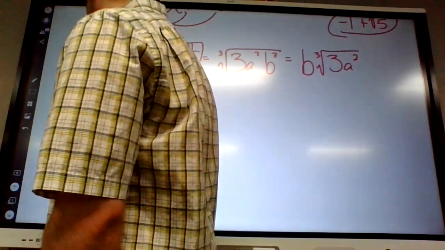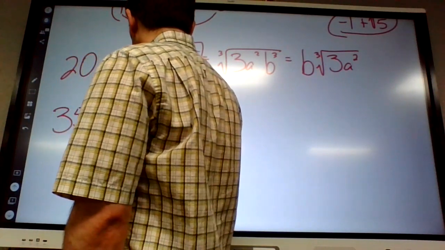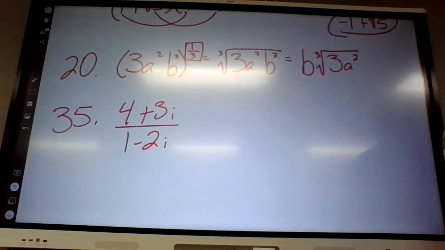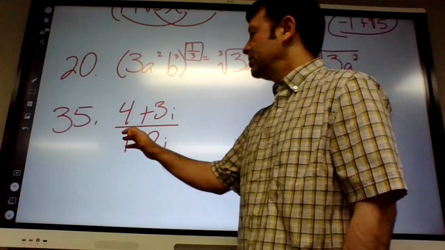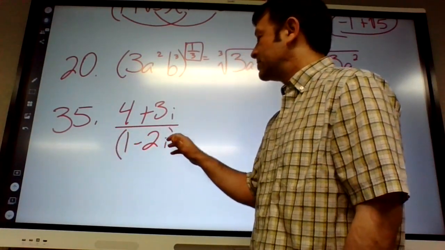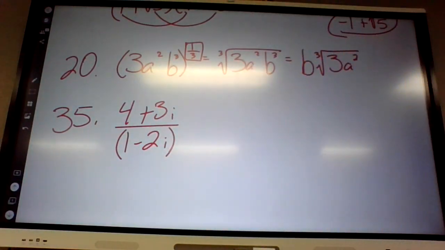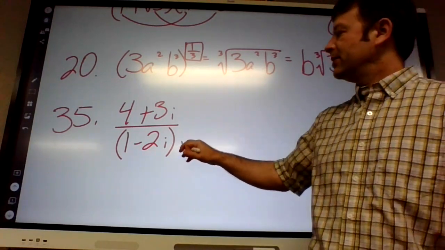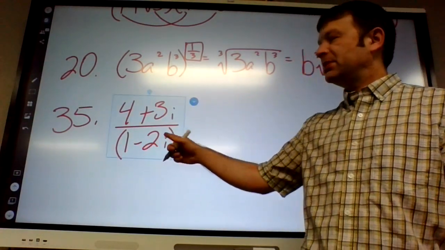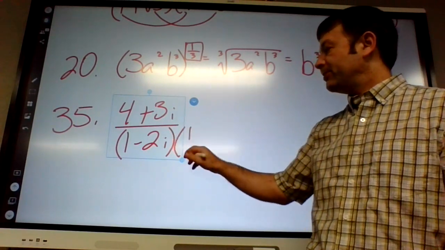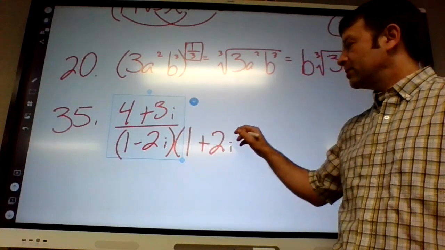Okay, back to 35. 4 plus 3i over 1 minus 2i. Okay, i stands for like the square root of -1. You can't leave it on the bottom, just like you can't leave a square root on the bottom. How do I get rid of it on this one? No. Just like the last one, if it's 2 terms, you have to multiply by the conjugate. If you just multiply by i, you get 1i plus 2, so you'd still have an i on the bottom. So the trick is multiply by the conjugate, 1 plus 2i.